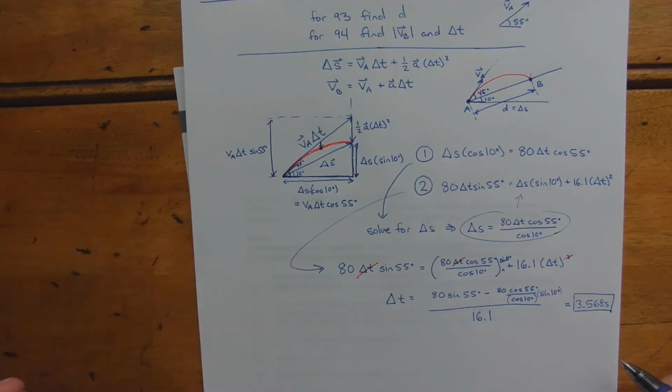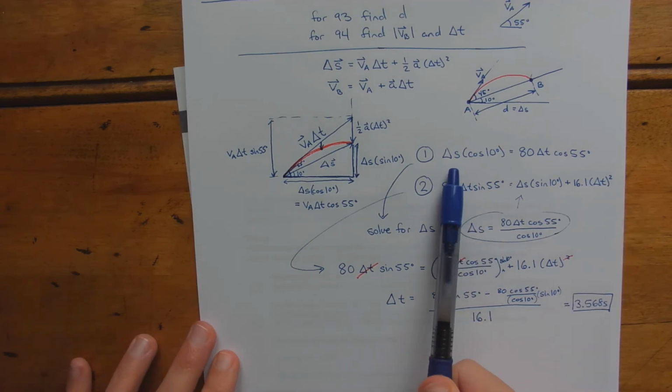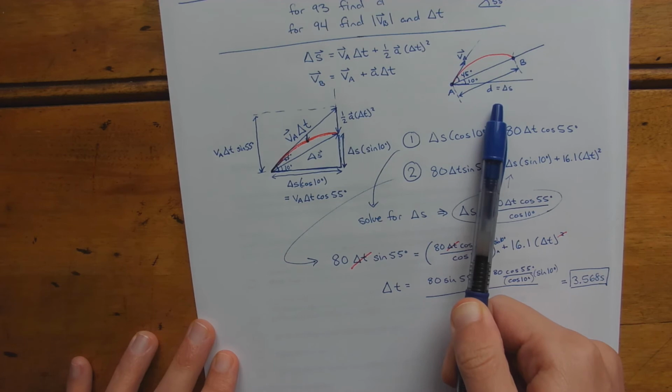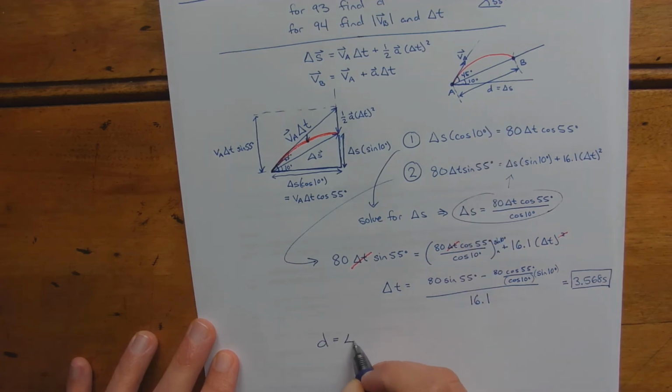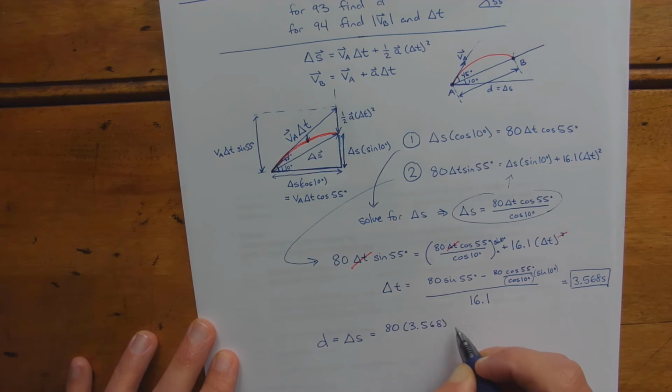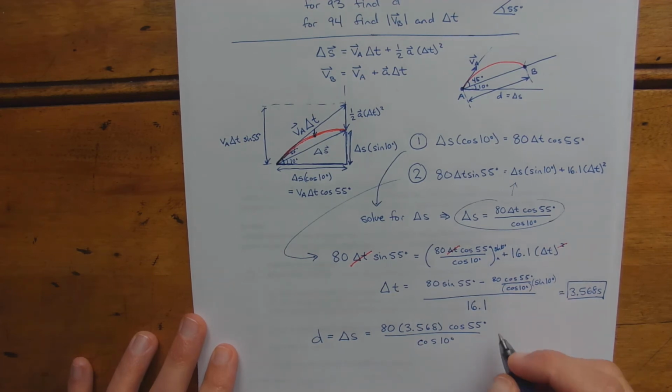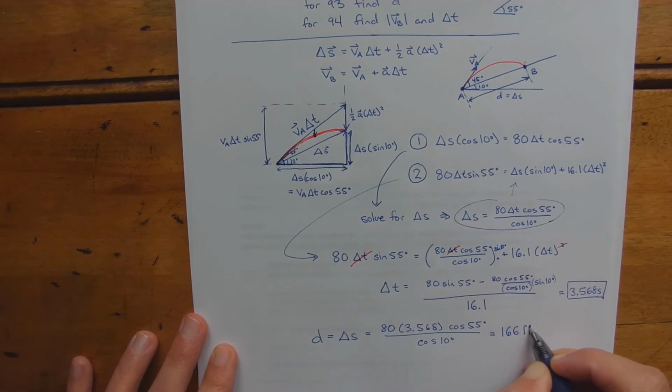But now that we have delta t, we can go back to equation 1, or we can go back to what we had after we solved equation 1 for delta s, and we can find delta s. Little d is equal to delta s. Delta s is equal to 80 times delta t, which is 3.568 times cosine of 55 degrees divided by cosine of 10 degrees. So that's just using this equation here. And we get for that 166 feet. You should plug that into your calculator to make sure that it worked out correctly.